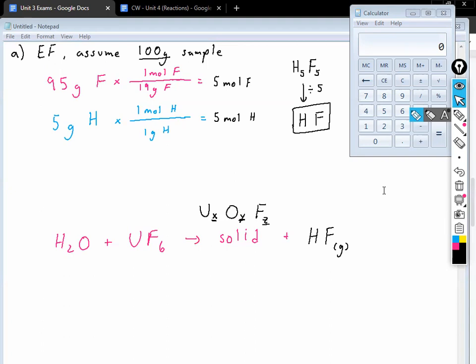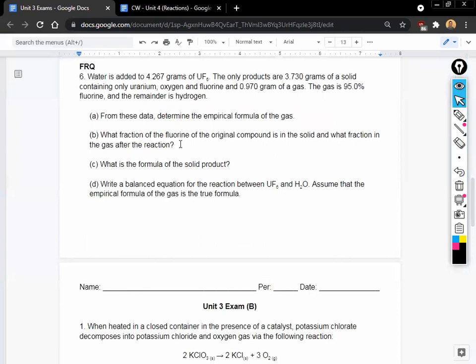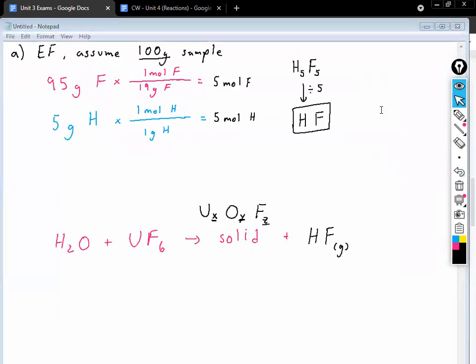All right, guys, so if you guys are good with that and you have it copied down, take a look at part B now. I'm going to pull that up right here too. So if we look at part B, what we're looking for is what fraction of the fluorine in the original compound is in the solid and what fraction is in the gas after the reaction. Okay, so this might be a kind of weird question, but if we just look at our equation, it'll help us understand it.